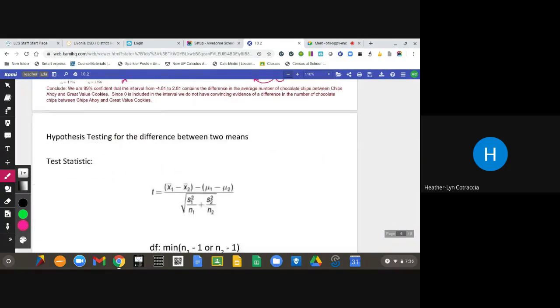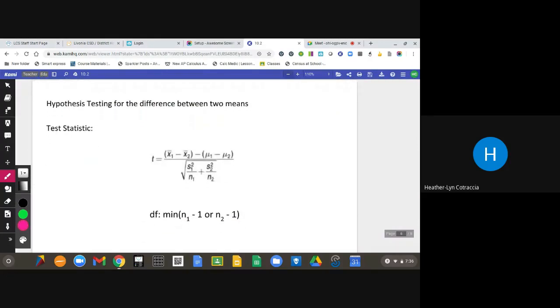Okay, so then the next thing that we need to talk about, again, we just did a confidence interval with two means, and now we're going to do a hypothesis test. So what changes here, again, is the formula. We're going to be using a t-statistic, again, because this is means, and with means we always use t.